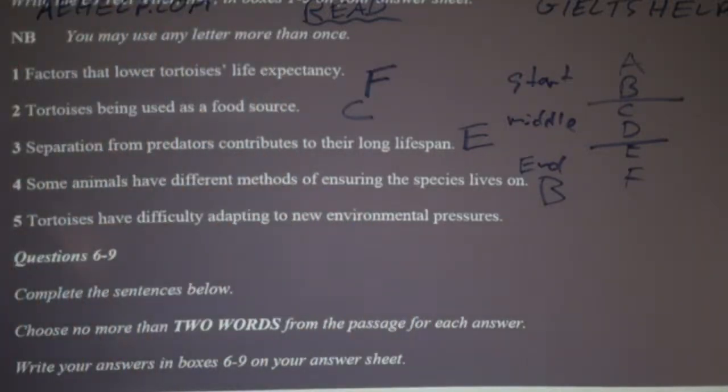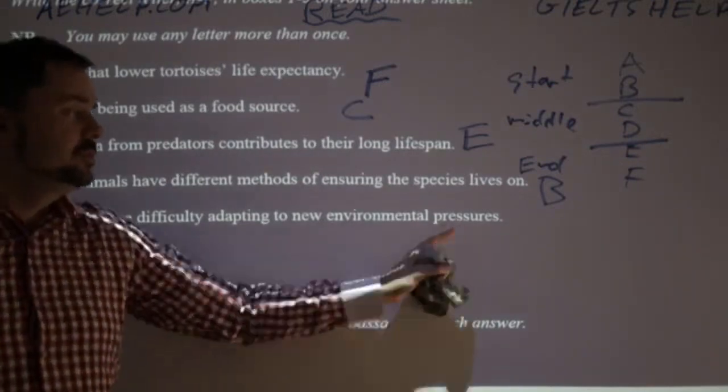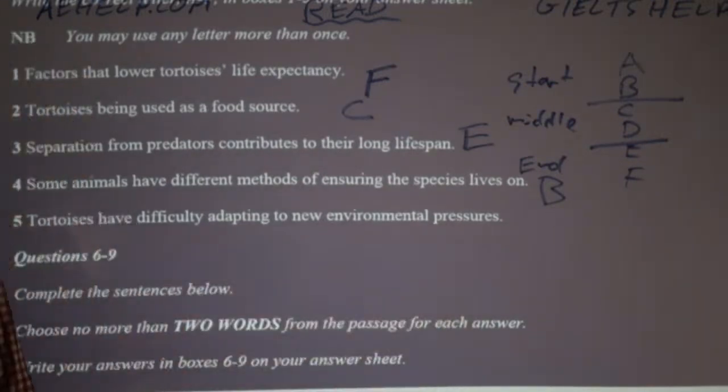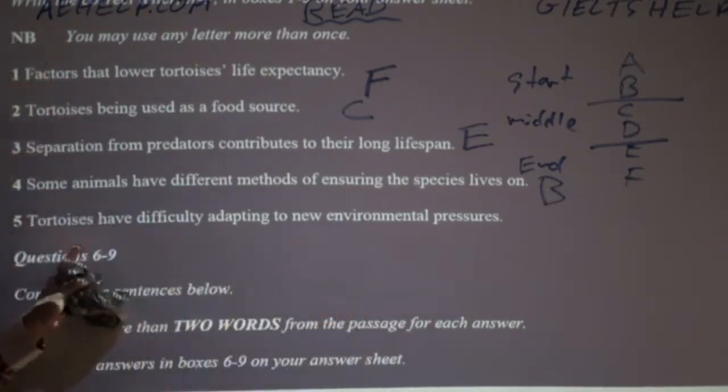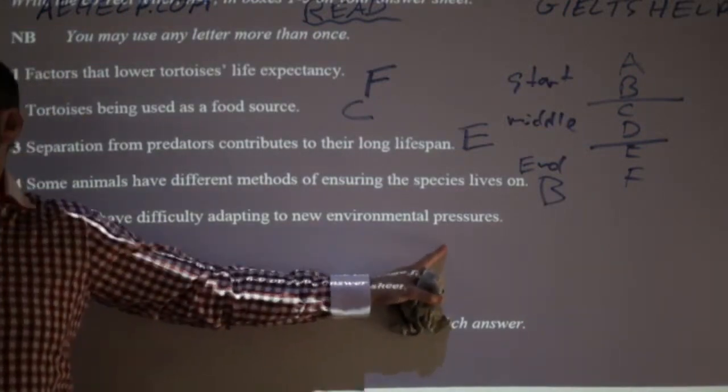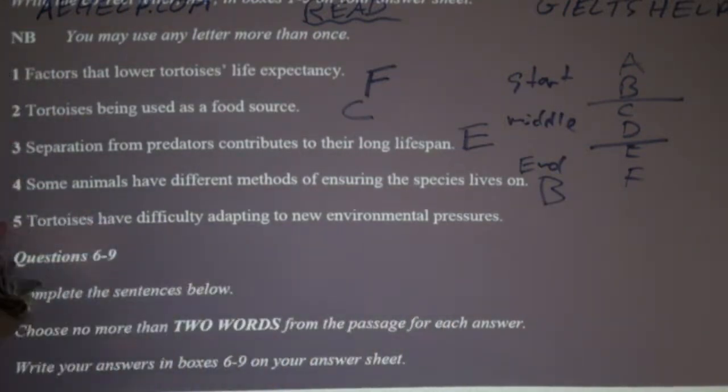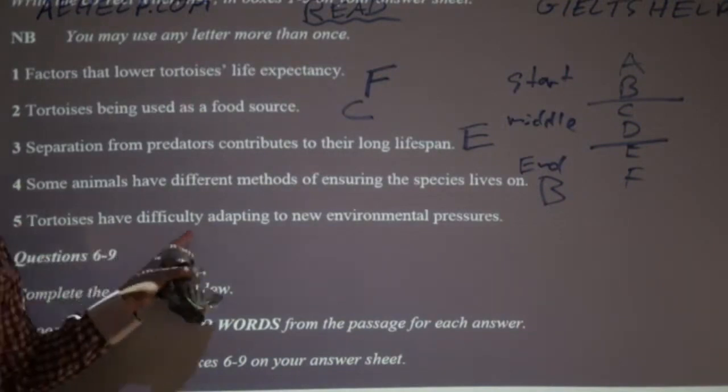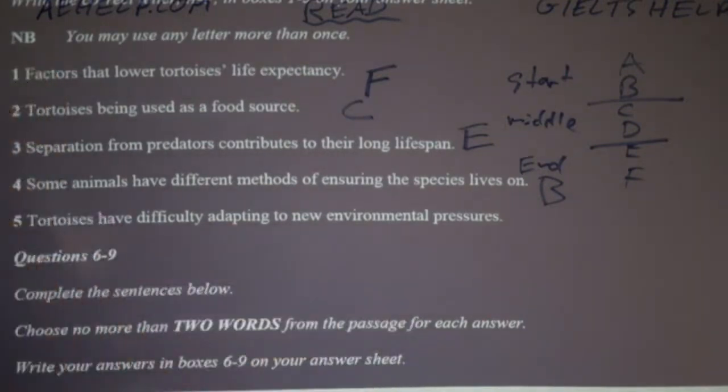Okay. All right, and then the last one, number 5. Tortoises have difficulty adapting to new environmental pressures. Okay. So again, this one, I don't need to search the passage for this one because it's still clear in my head where I read this information. Okay. So number 5, tortoises have difficulty adapting to new environmental pressures. Yeah, very good, Paulo. Very good, Sammy.